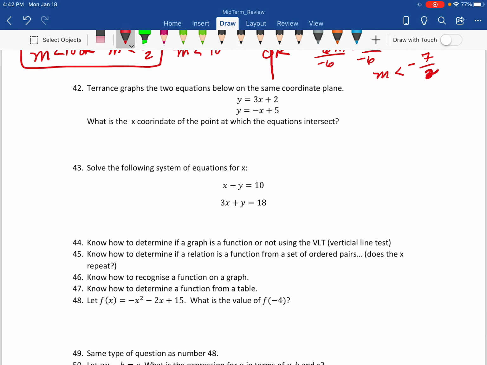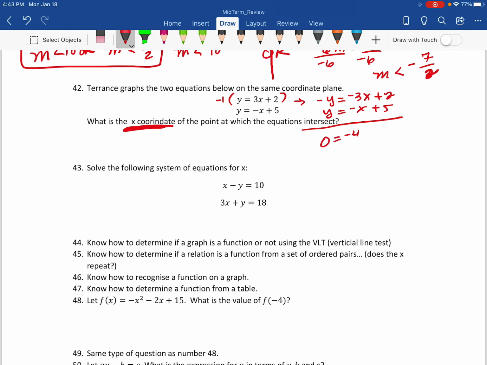All right, number 42, we've got two equations below. What is the x-coordinate? So since we're looking for the x-coordinate, you could go ahead and graph it. If you have a graphing calculator, go ahead and graph it. We can also just eliminate the y values. It's really easy here. I'm going to multiply this by negative 1. So this is going to become negative y is equal to negative 3x plus 2. I'm going to carry over my second equation. y is equal to negative x plus 5. We're going to add them.